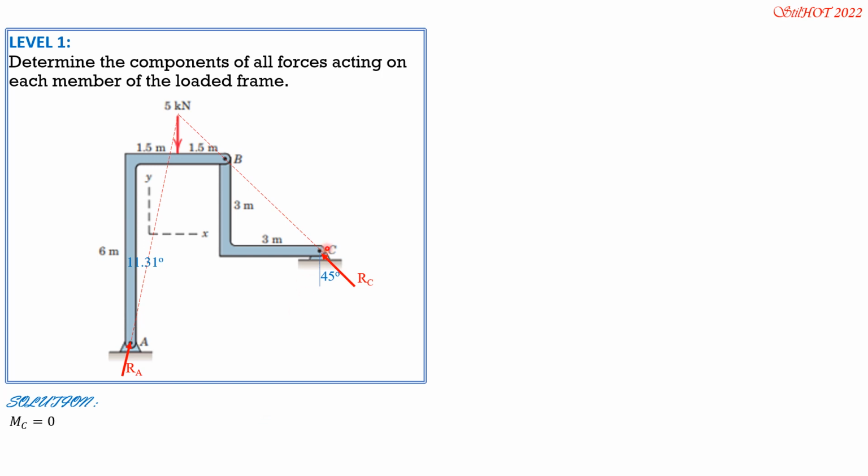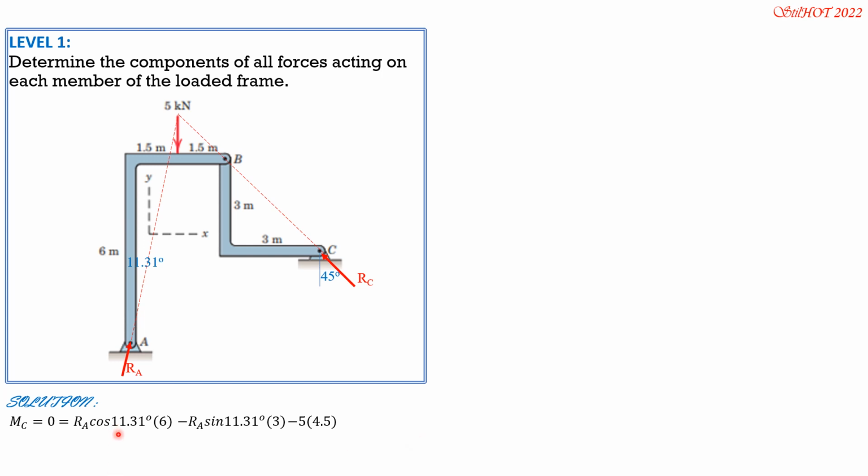So we set moment about C equals 0, considering the clockwise moment as positive. So RA cosine of 11.31 degrees times 3 plus 3, so 6 is the moment arm. The horizontal component is counterclockwise, so minus RA sine of 11.31 degrees times 3, 6 meters minus 3 is 3. Then minus 5 times 1.5 plus 3 is 4.5.